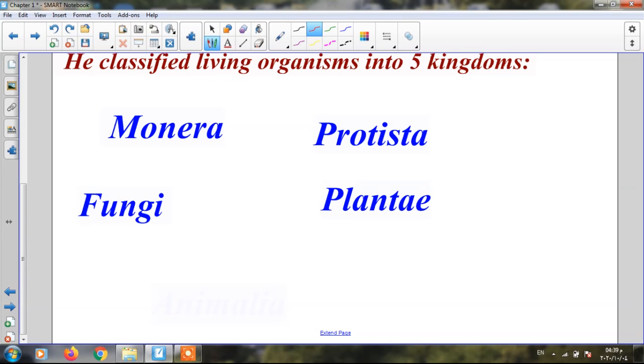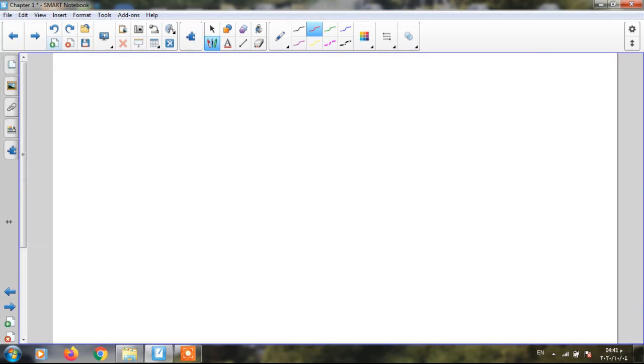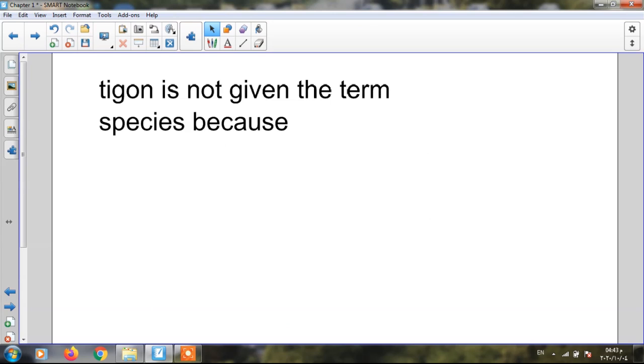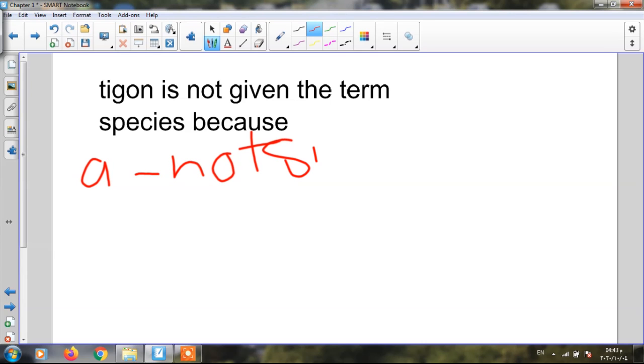And now let's solve some questions. Question number 1. Tiger is not given the term species because number A, it is not similar to its parents.